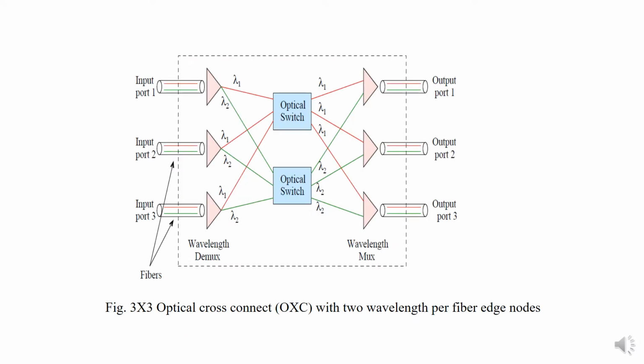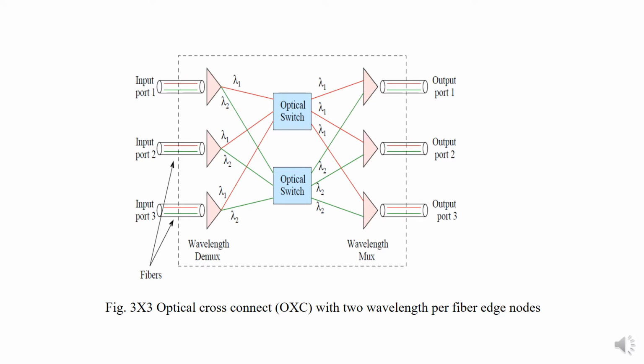A 3x3 optical cross connect with 2 wavelengths per fiber is shown. Here the OXC provides switching and routing functions for supporting the logical paths between edge nodes. An OXC takes the optical signal at each of the wavelengths from input ports and can switch it to any particular output port. An OXC with N cross N is capable of handling N wavelengths per port. These are called N cross N switches.